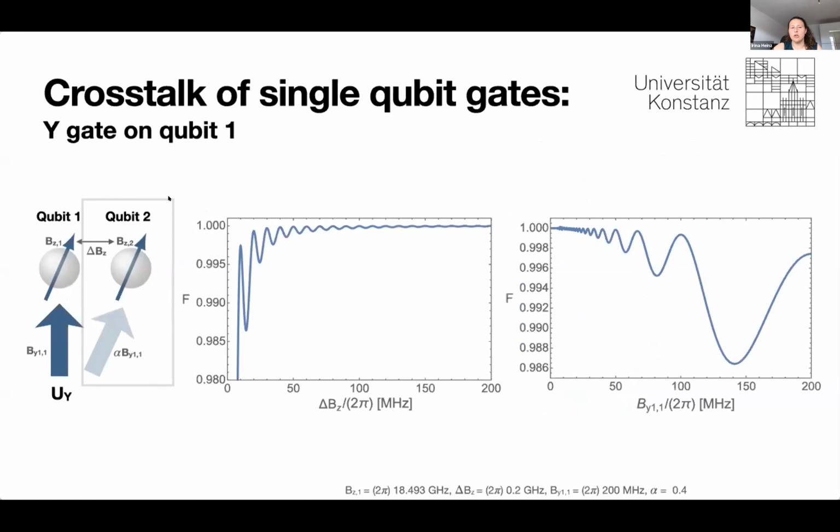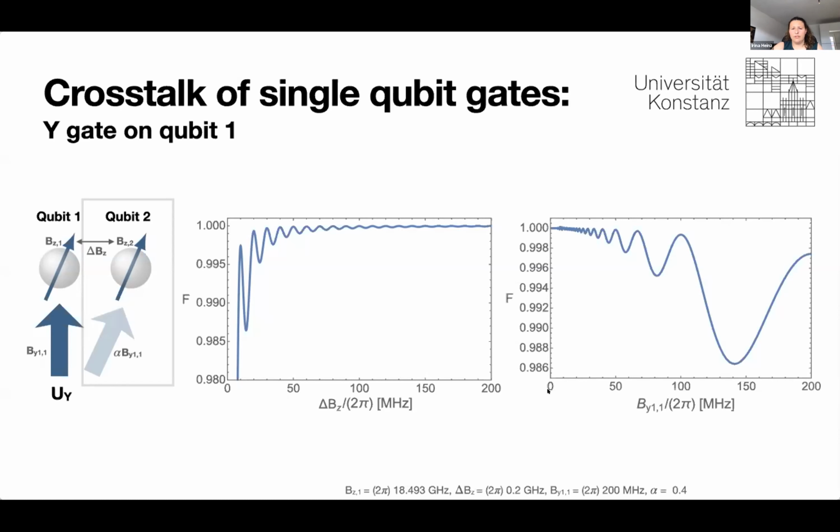We want to look at crosstalk and not at the whole gate. We here assume the gate is already fully optimized, so we look at the neighboring qubit. This is what we get: the fidelity depending on our gradient field, which is this one. We see that the fidelity increases for larger gradients, which makes sense because the transition frequencies of the two qubits differ further, and so we get a higher quality of this operation.